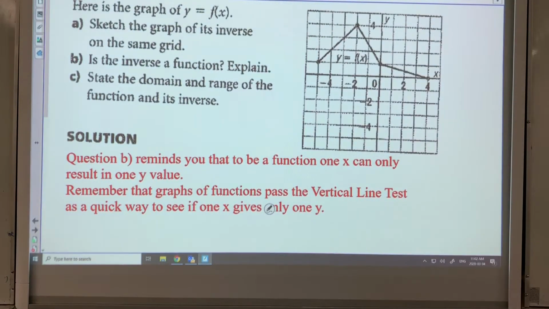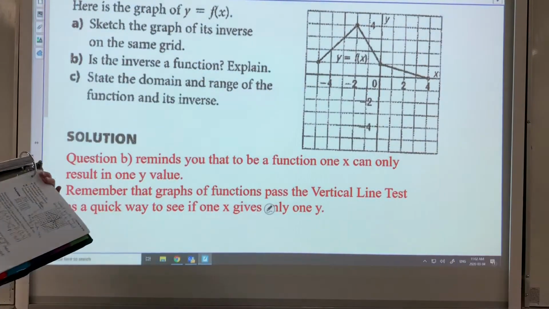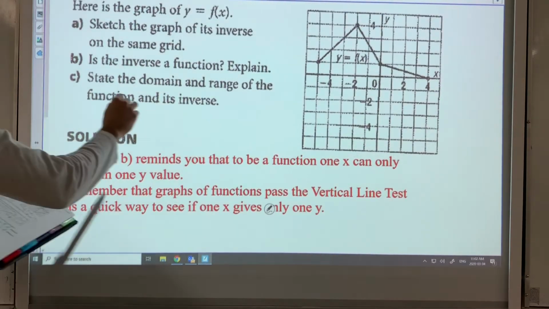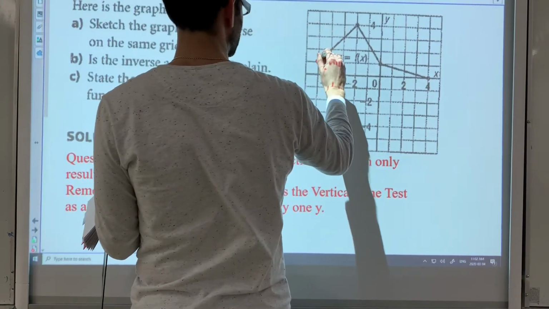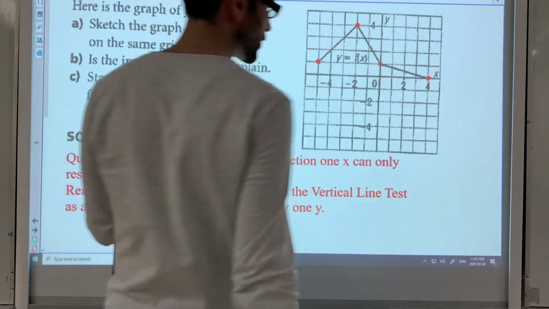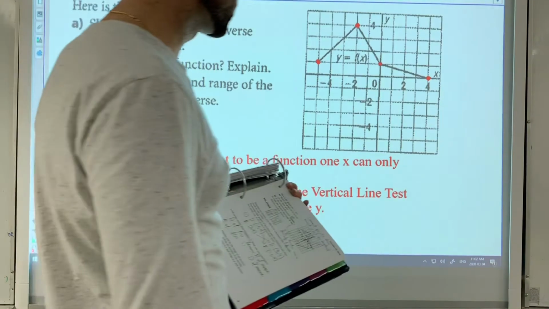Yeah. So, they're giving you one of those blocky graphs. They say, here's y equals f of x. Sketch the graph of its inverse on the same grid. So let's go ahead and do that. To do that, we're going to be taking these points that they've indicated, and we'll be reversing them. Let's try to do it without a table of values, shall we?